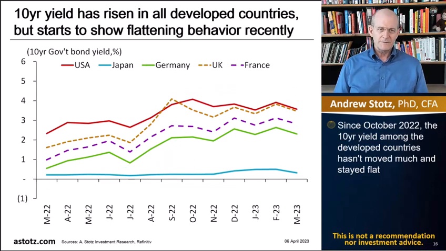Now let's look at 10-year. 10-year yield has risen in all developed countries, but is starting to show flattening behavior recently. Since October of 2022, the 10-year yield among the developed countries hasn't moved much and stayed flat. But if we look at it on a month-on-month basis, basically March 2023 against February 2023, they all have come down.